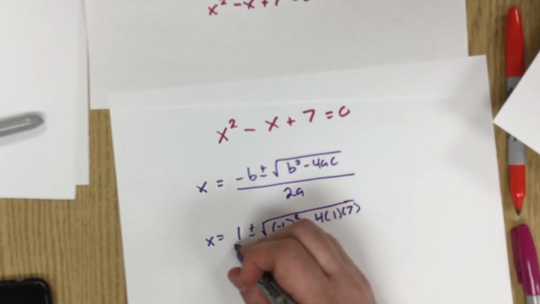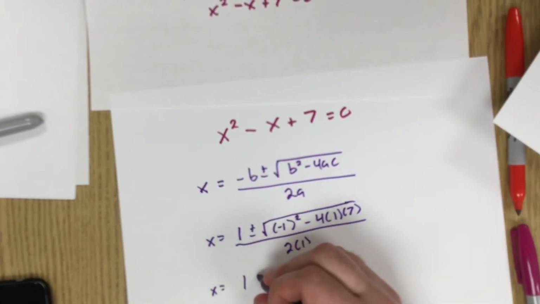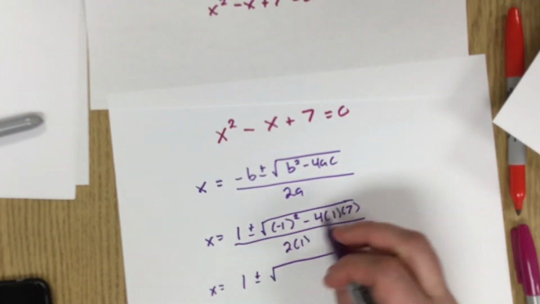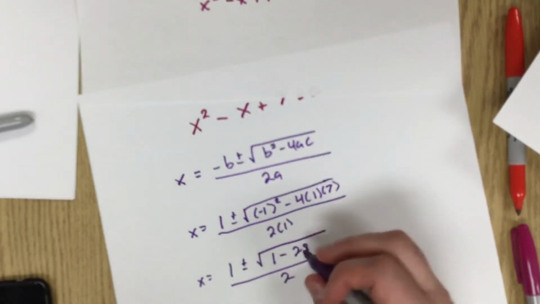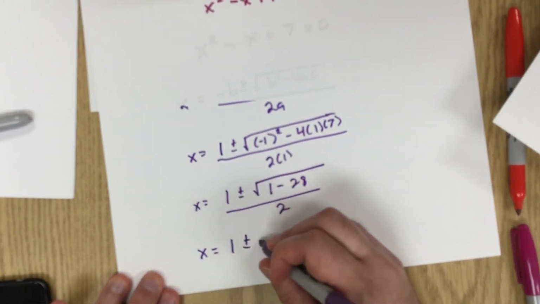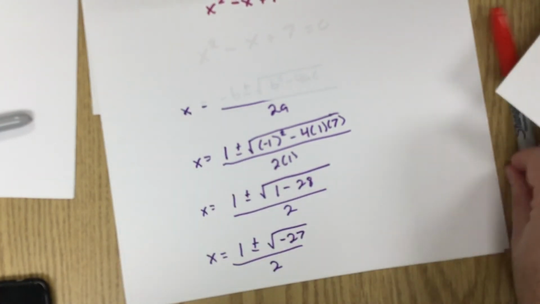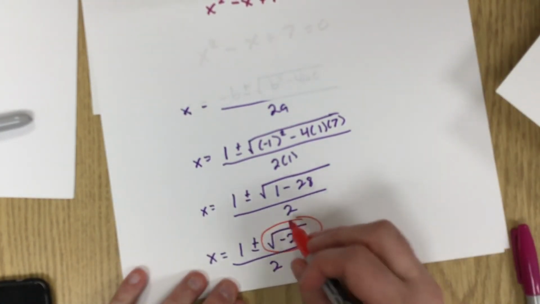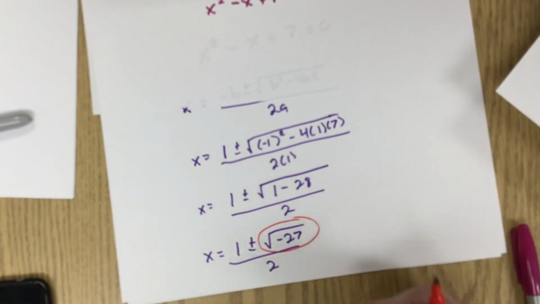Ooh, we're going to have an issue here. Can you see what the issue is going to be? We're going to have 1 plus or minus the square root of 1 minus 28, over 2, which means that x equals 1 plus or minus the square root of negative 27, over 2. But that doesn't work. If we take the square root of negative 27, there is no real square root of negative 27. So there's no solution.